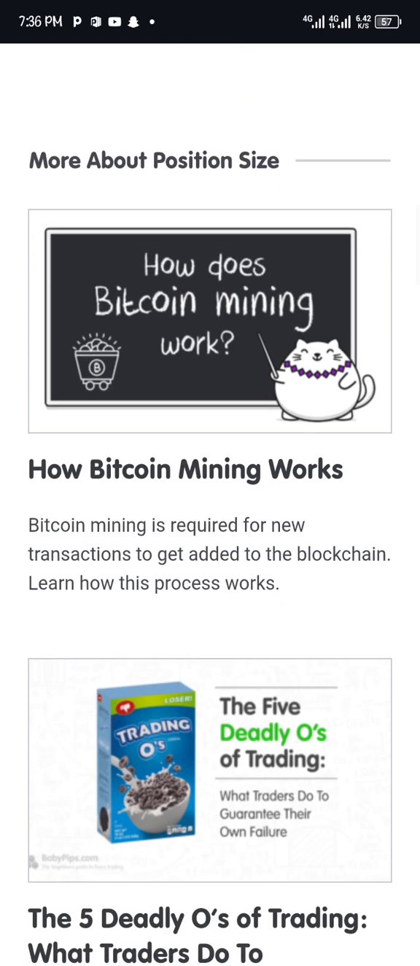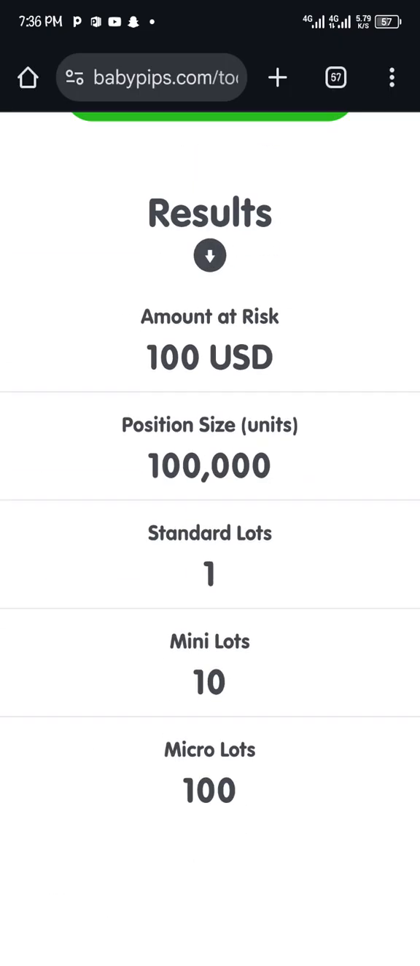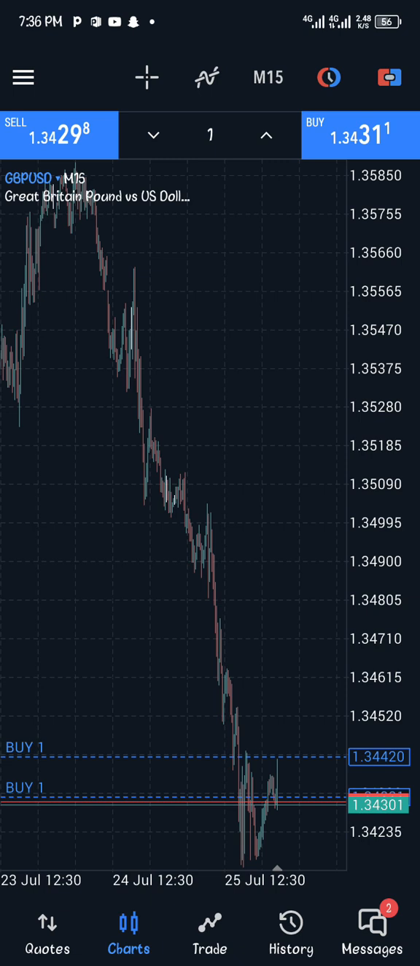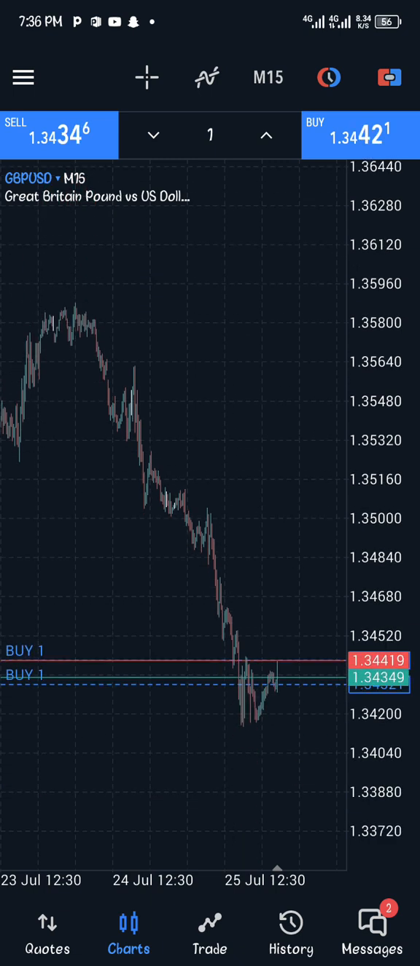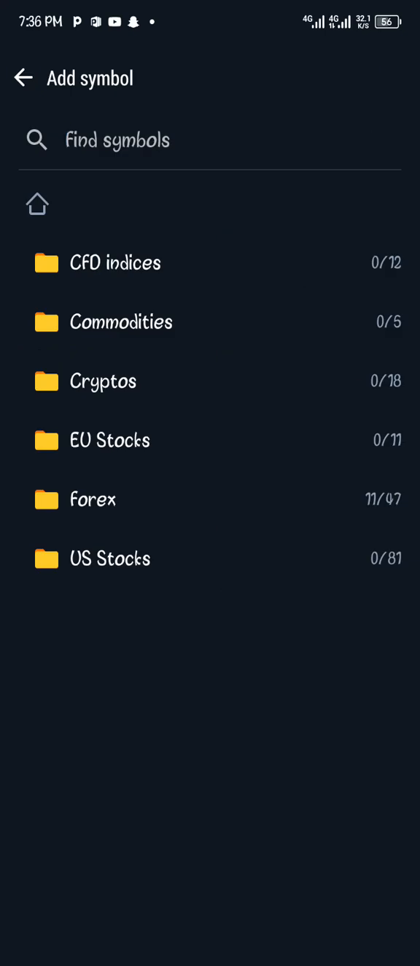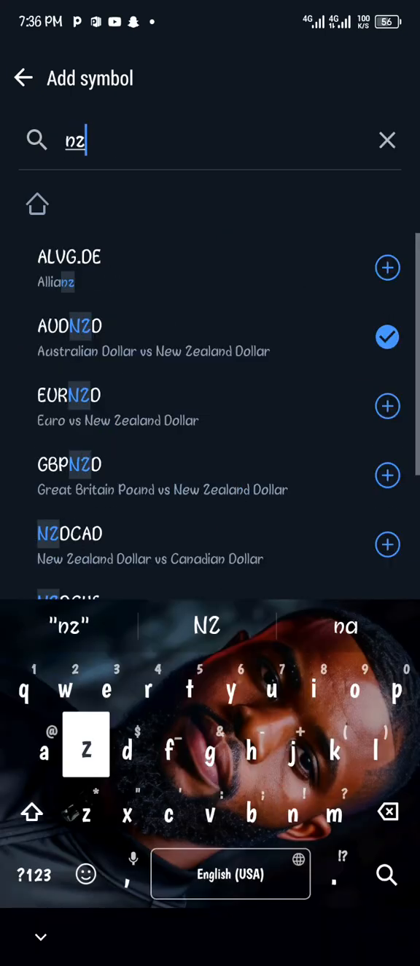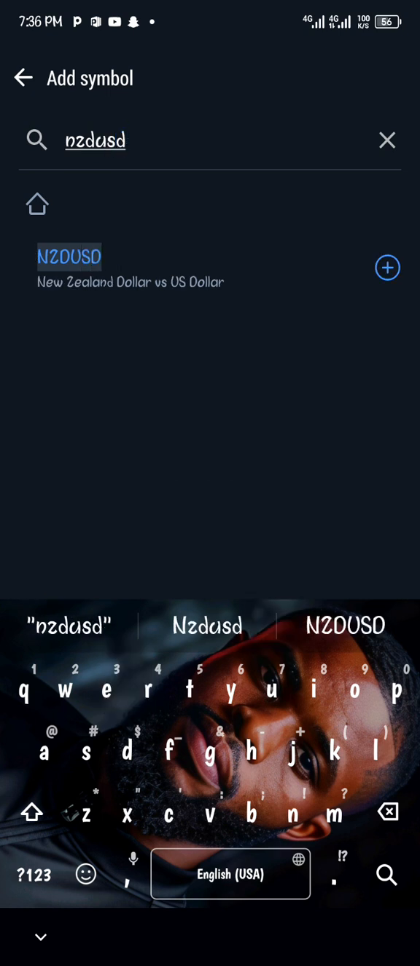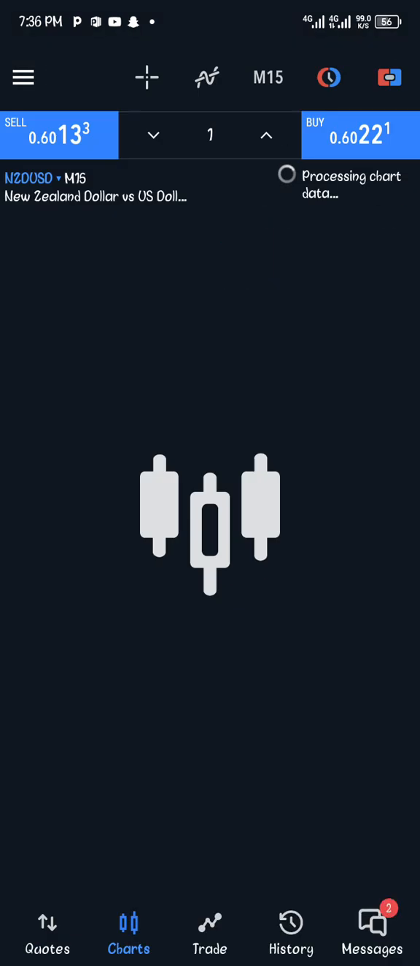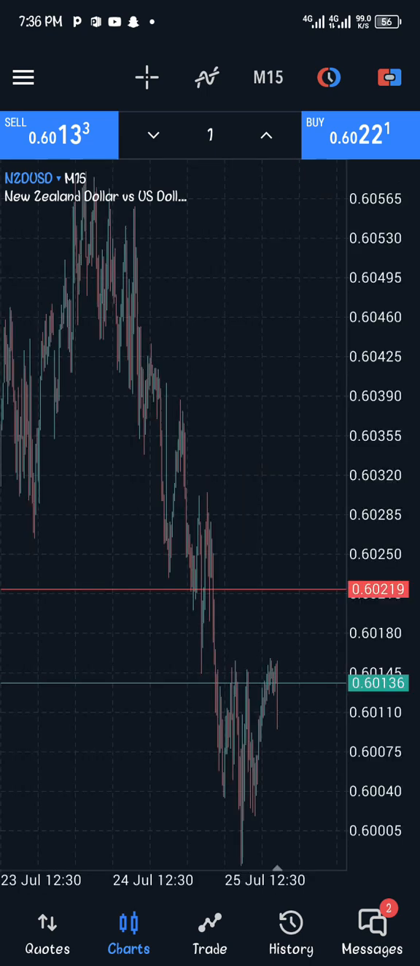Now what you need to do after you already know the lot size you are going to use is to head over to your MT5 account. As you can see, I'm currently on this buy trade, which is GBP USD. So you go to your quotes and you go to your plus sign at the top left hand side. You type NZD USD, then you click on the plus sign beside it, then you go back, then you click on that NZD USD, you click on chart. When you click on chart, it's going to bring out the chart, right?